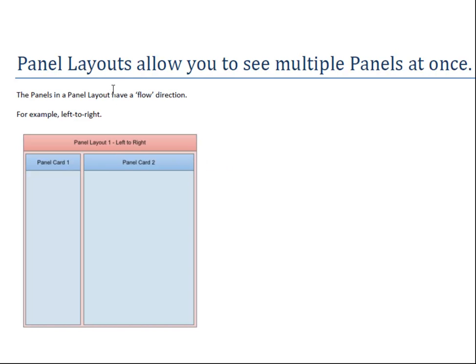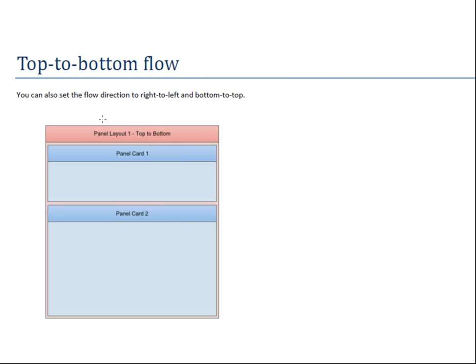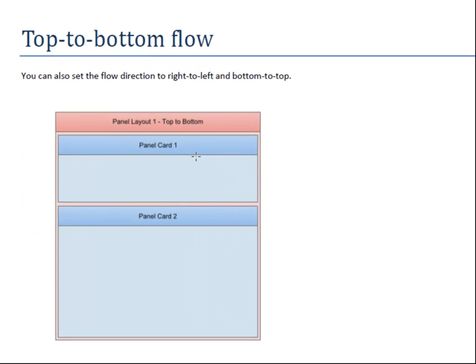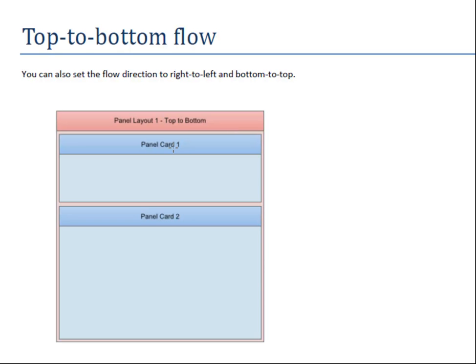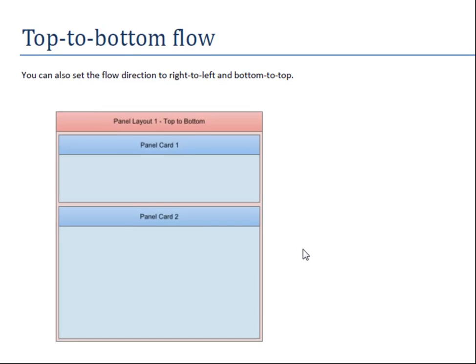Now in this case, as I mentioned, the flow is left to right, but panels can also flow from top to bottom. So you can see here that our flow now is going from top to bottom, and in this case the size dimension of panel card 1 and panel card 2 refers to the height of the panels, not the width of the panels, because the width of the panel is automatically set to fill the container. So this panel card 1 has a width that completely fills its container, which of course is panel layout number 1. So in this case the panel layout is quite simple. It just contains a single panel layout with two child panel cards.